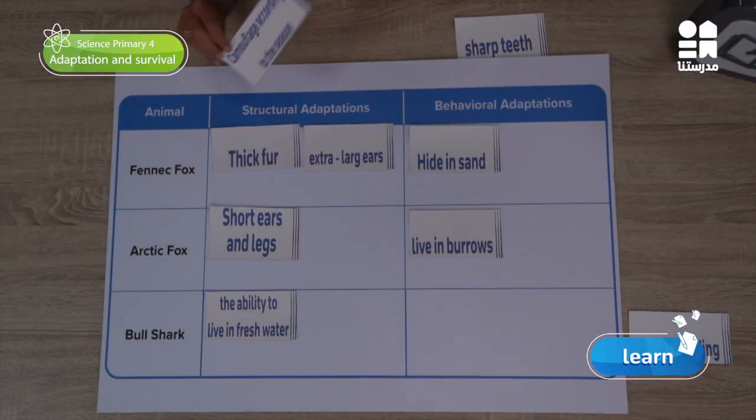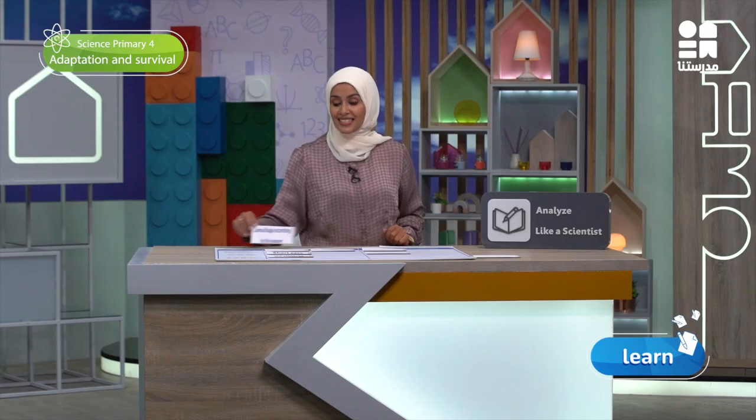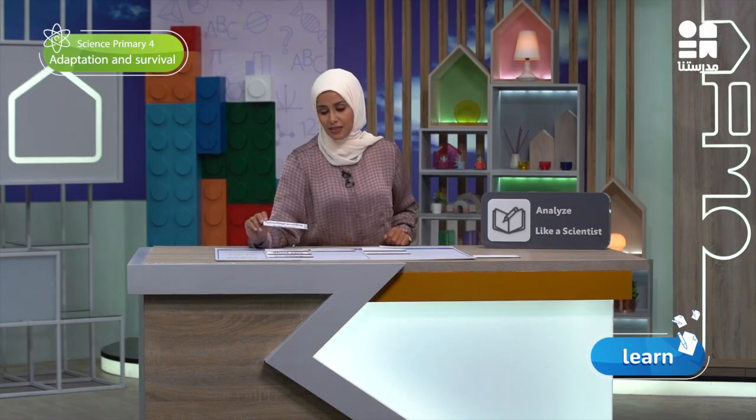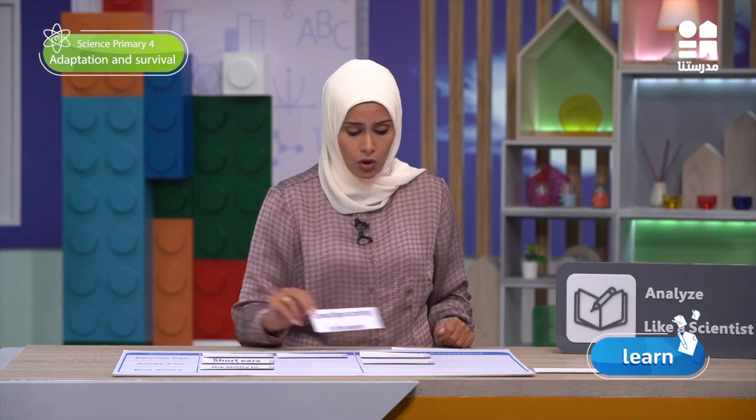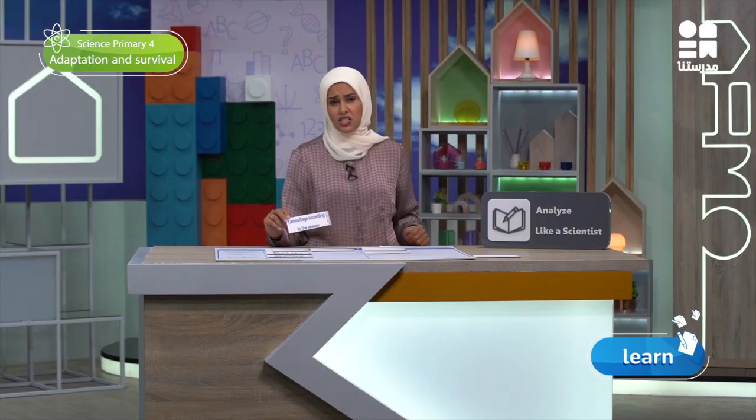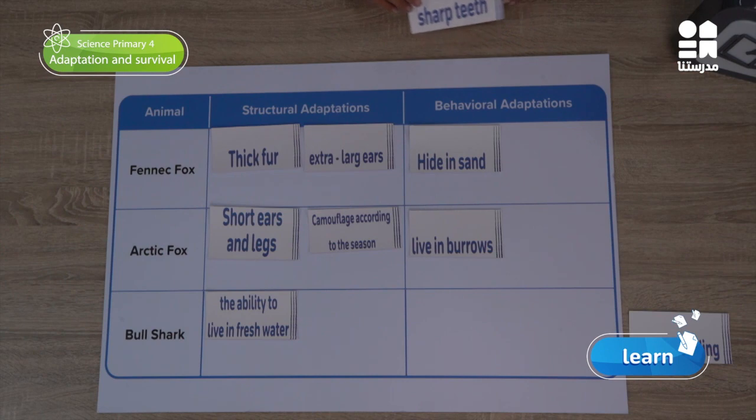What about this card? Camouflage according to the season. Wow, who can do this? It is the Arctic Fox, you are right. The Arctic Fox does camouflage according to the season, and is this a kind of structural or behavioral adaptation? It changes the color of its fur. Fur color is structural adaptation because it's related to a body part.